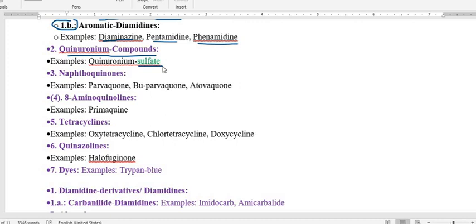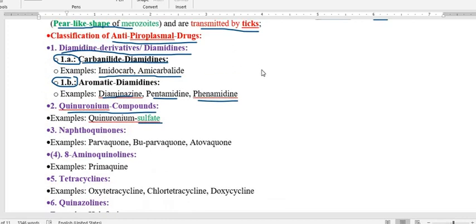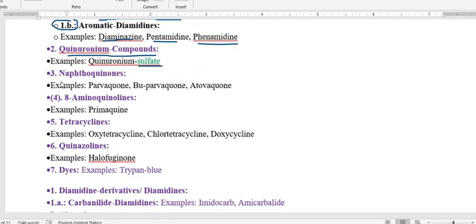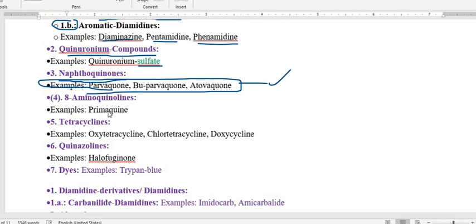The next group is quinuronium compounds, and the salt is quinuronium sulfate. This is another drug that we use for the treatment of pyroplasmosis. It may be Babesia, Theileria, and Cytauxzoon. The next group is the naphthoquinones, and from this group the examples mainly used for Theileria are parvaquone, buparvaquone, and atovaquone. They are used for the treatment of Theileria, though they are costly drugs.